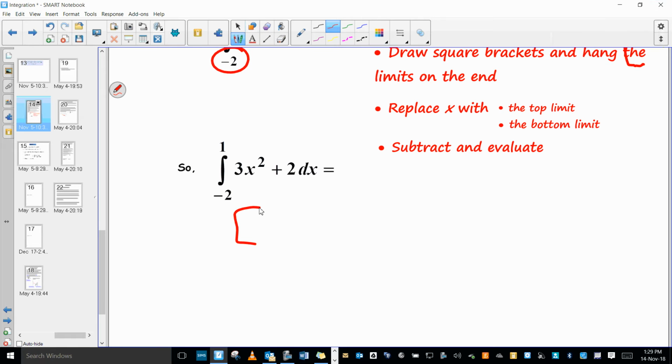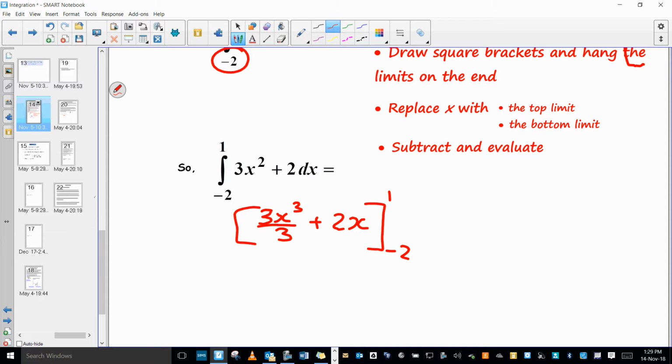3x cubed over 3 plus 2x. So this is where we don't have to worry about the c, because we're going to end up subtracting. Alright, so we've written square brackets. We then literally just write, it's called hang the limits. You write these limits at the right hand side.